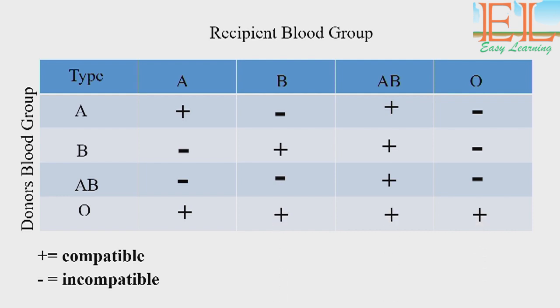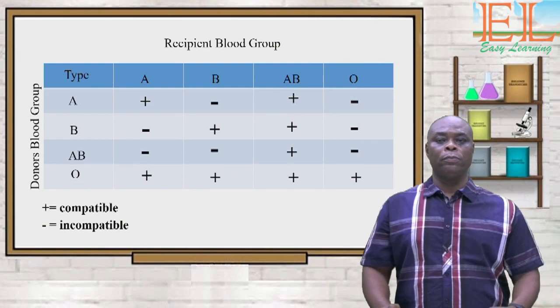Now let's look at the table. If you look at the recipient's side, you will see that AB has plus, plus, plus, plus. It means it can receive from all blood groups. But when you look at the donor's side, it has minus, minus, minus, minus, apart from AB. This means that people with blood group AB are universal recipients. Yes, the term is universal recipient. That means they can receive from all.